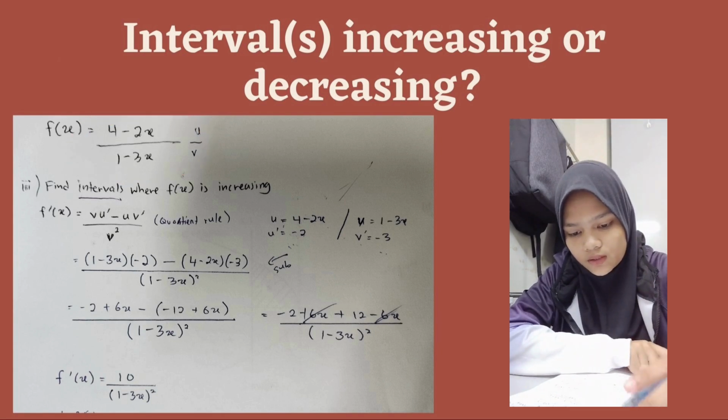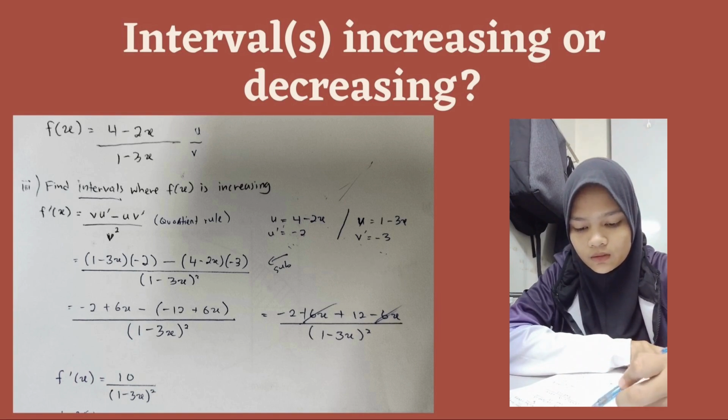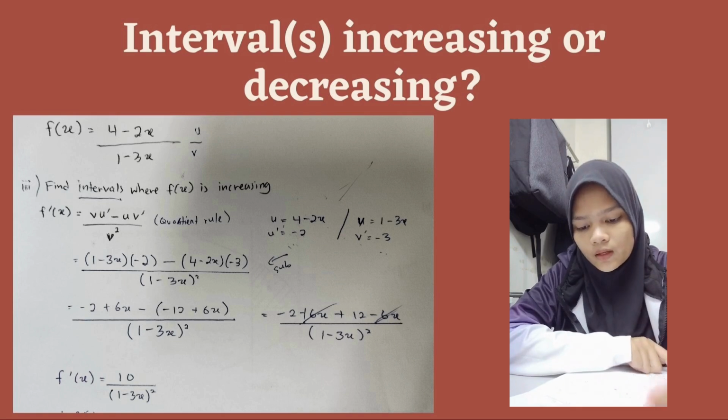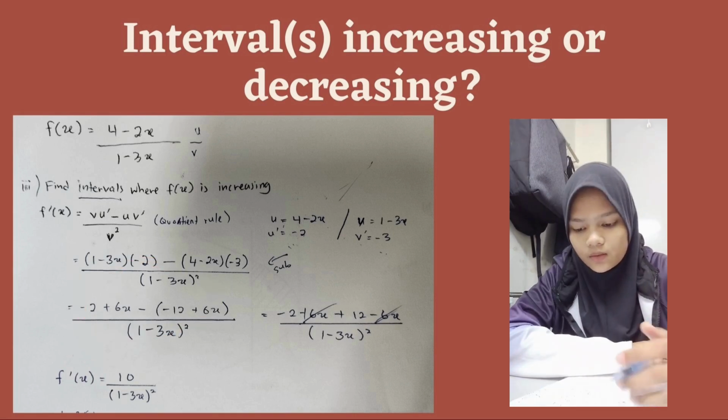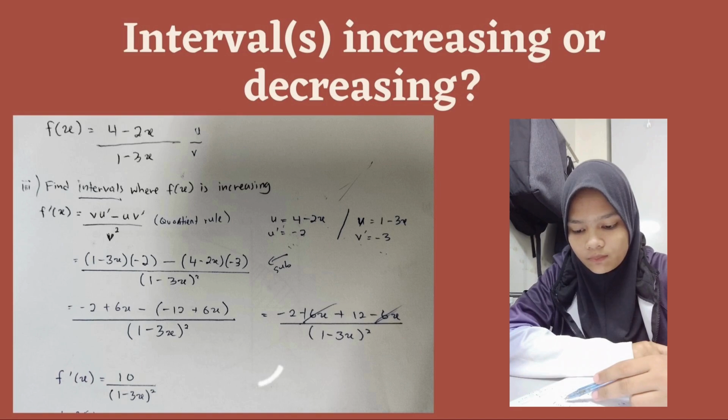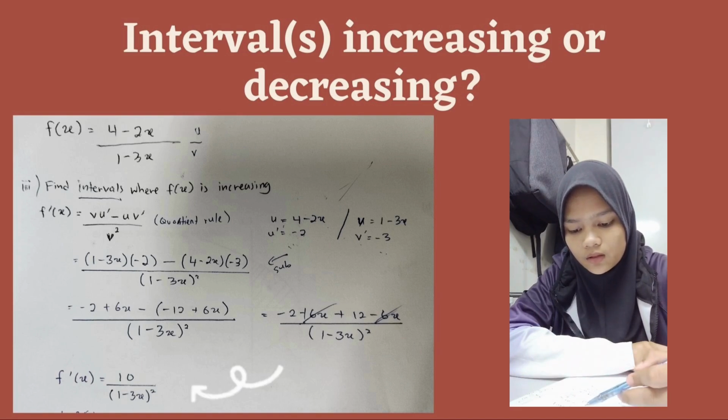So u is 4 minus 2x, and u prime is negative 2. Meanwhile, v is 1 minus 3x, and v prime is negative 3. Then we substitute the values into the formula and simplify the numerator. Then we get the answer f prime of x equals 10 over (1 minus 3x) squared.